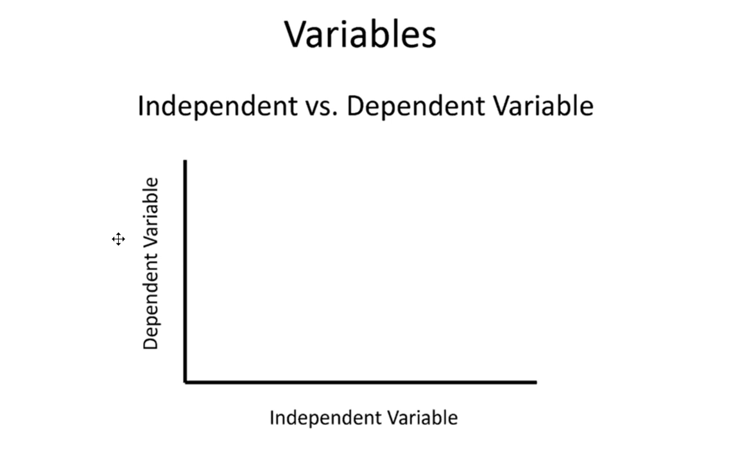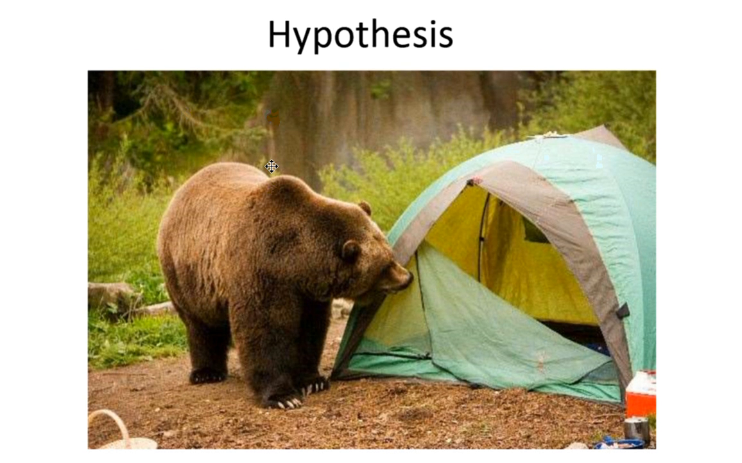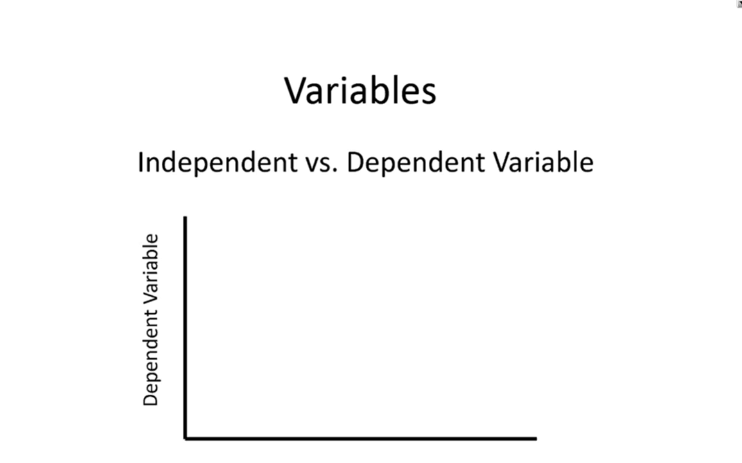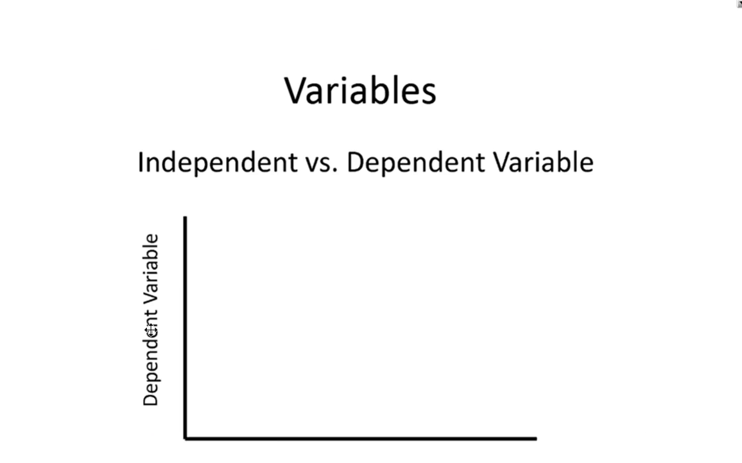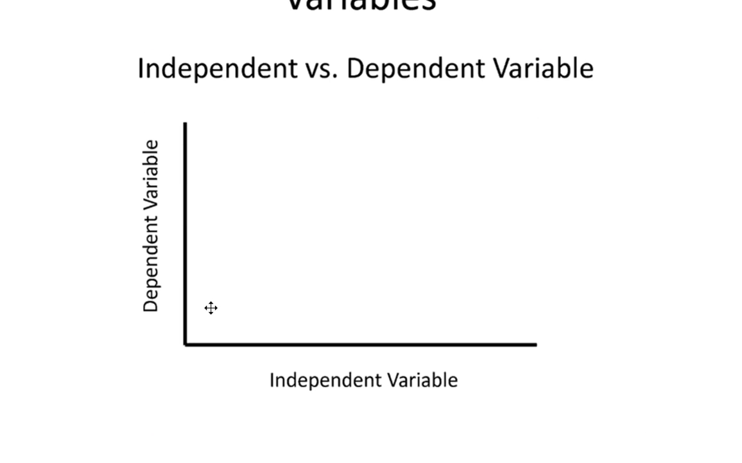So let's say in our experiment about bears and tents, perhaps we put 10 tents with food and 10 without food. And so our dependent variable would be the food in the tent. It's the thing that we're actually changing. Or no, the independent variable would be the food, the thing that we're actually changing. The dependent variable, the thing that we're measuring, is how many bears go to a tent with food versus how many bears go to a tent without food. And so we would put our independent variable at the bottom.